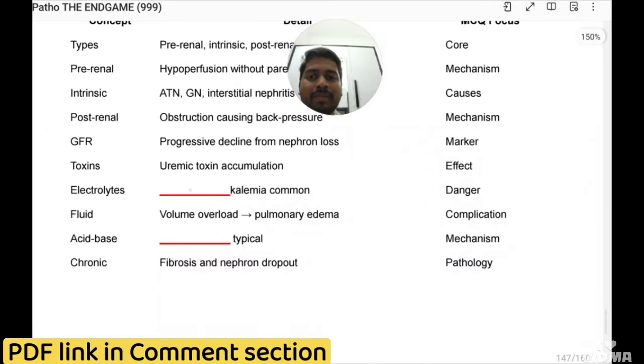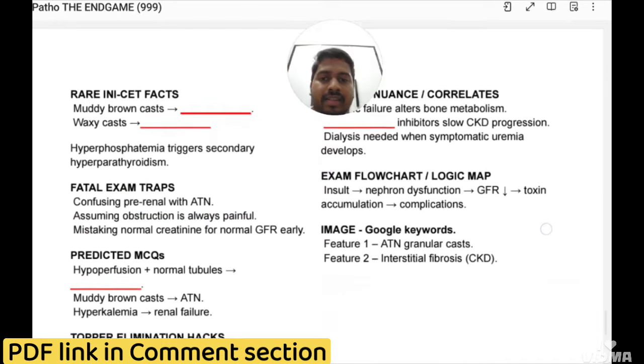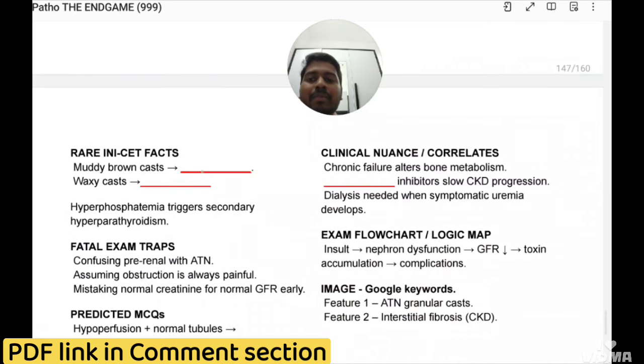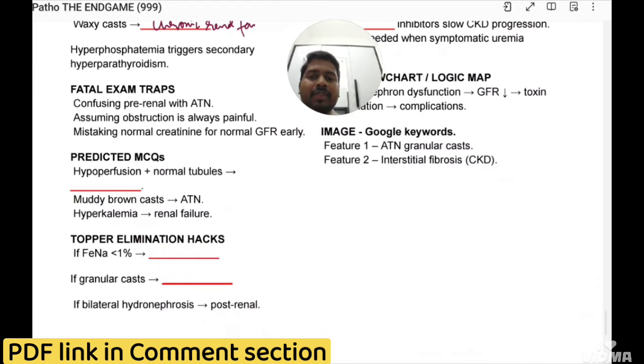Electrolyte. Which type of potassium abnormality is common? Hyperkalemia. Okay, never take hypokalemia. Next, acid-base balance. Which acid-base disturbance is most common? Metabolic acidosis. Okay, metabolic acidosis is seen in renal failure. Muddy brown casts are seen in acute tubular necrosis. Waxy casts in chronic renal failure. Hypoperfusion plus normal tubules. What is this? Pre-renal AKI.